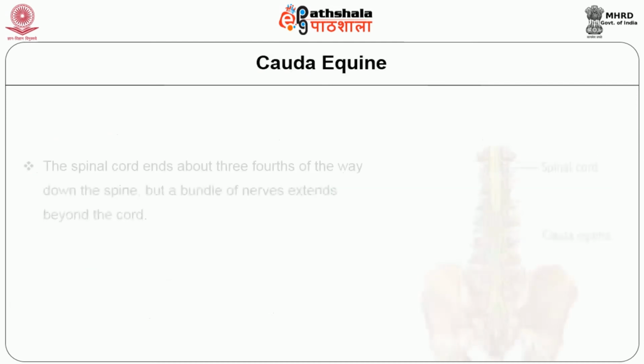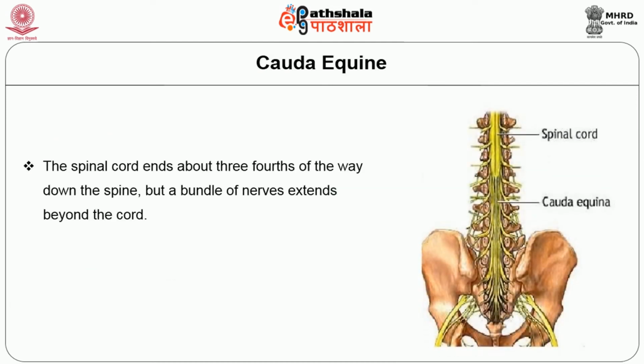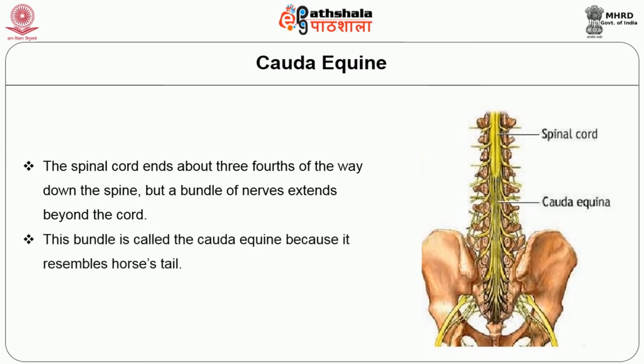Cauda equina. The spinal cord ends about 3/4 of the way down the spine, but a bundle of nerves extends beyond the cord. This bundle is called cauda equina because it resembles a horse's tail. It carries nerve impulses to and from the legs.